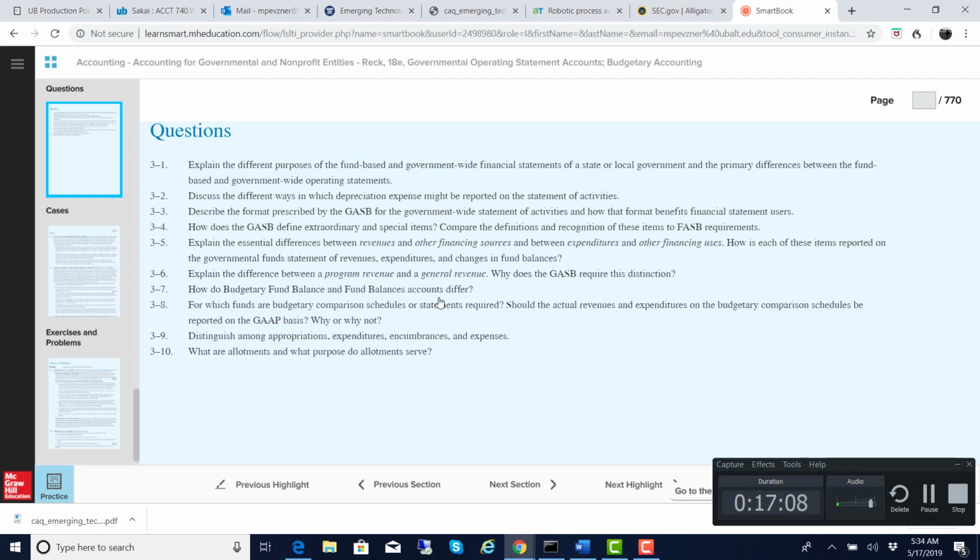Estimated revenue would be the budgetary equivalent of revenues. Now, loosely speaking, revenues minus expenditures plus other financing sources minus other financing uses equals fund balance, then correspondingly, estimated revenues minus appropriations plus other estimated financing sources minus other estimated financing uses equals estimated budgetary fund balance.